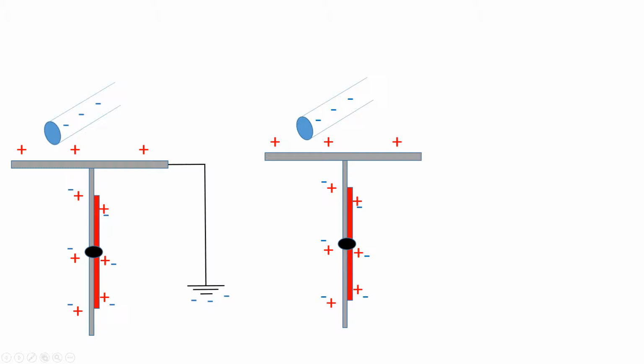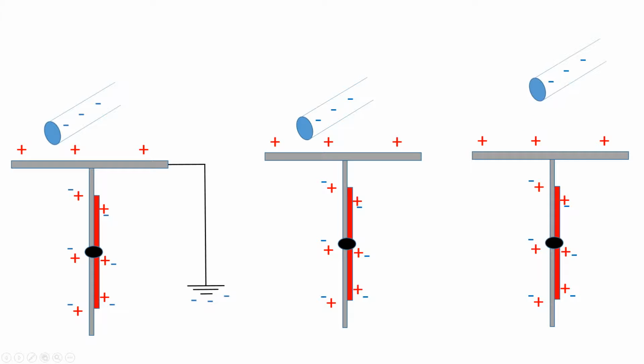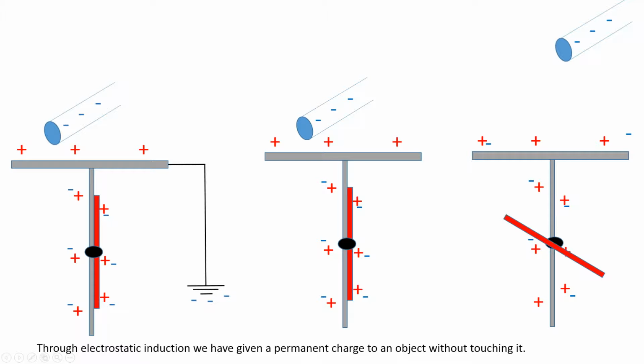But it's all fake, because when I move the grounding, it's still the same. But next, I remove the rod. And when I remove the rod, electrons will push each other away as much as possible. They try to push each other as far away as they can. Which leaves the electroscope positively charged, because it lost electrons in this piece. So the stick opens, and we have a positively charged object. Through electrostatic induction, we have given a permanent charge to an object without touching it. We gave the electroscope a positive charge.